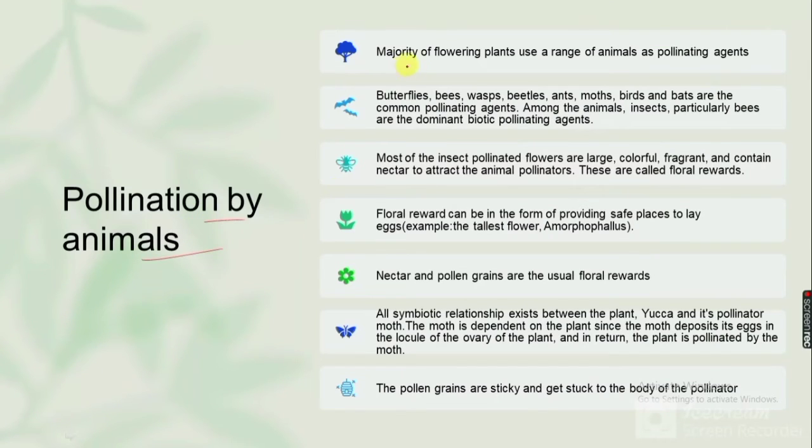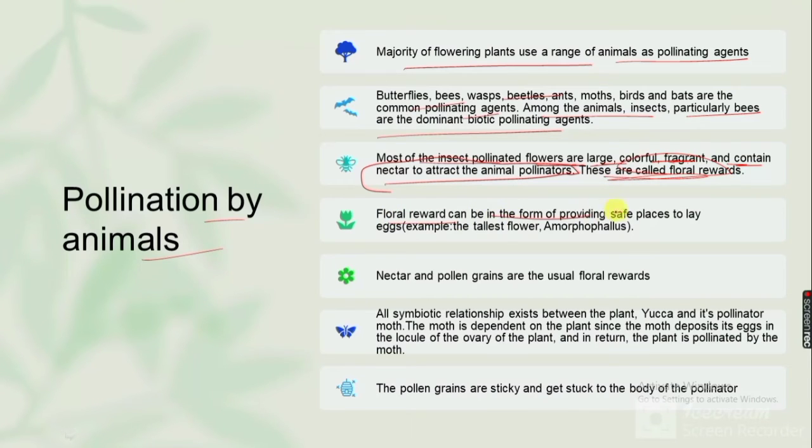Pollination by animals. The majority of flowering plants use a range of animals as pollinating agents, such as butterflies, bees, etc. These are the common pollinating agents. Among the animals, insects, particularly bees, are the dominant biotic pollinating agents. Most of the insect-pollinated flowers are large, colorful, fragrant, and contain nectar to attract the animal pollinators. These are their floral rewards.